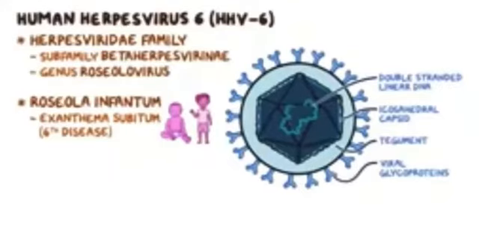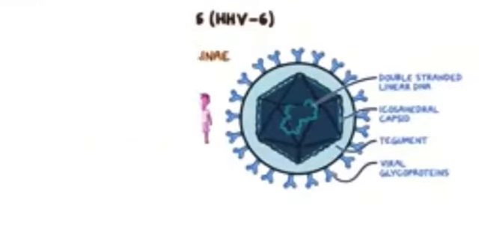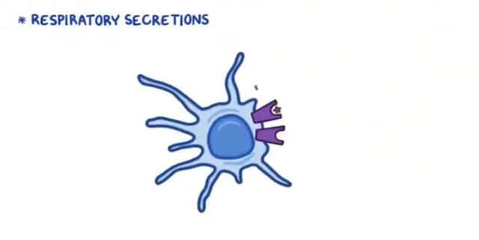Acquired from the nuclear membrane of host cells. Now, HHV6 infection begins when a person comes in contact with respiratory secretions from another person who contains the virus.